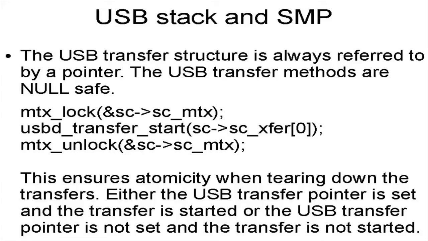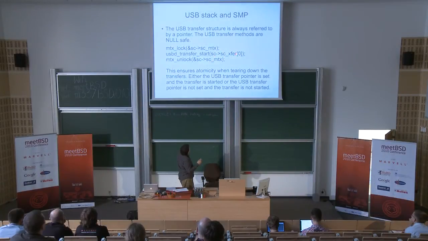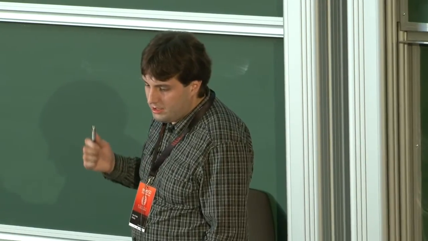Another technique to avoid problems during detach is to refer to transfers by a pointer. So actually you have an array of pointers, and you reference this pointer under the private lock of the driver. And also the private lock is locked when this is cleared. Therefore transfer start, stop, and many more functions check for a null pointer, and will return if there's a null pointer. And this is just a small detail regarding detach, why it's done like that.